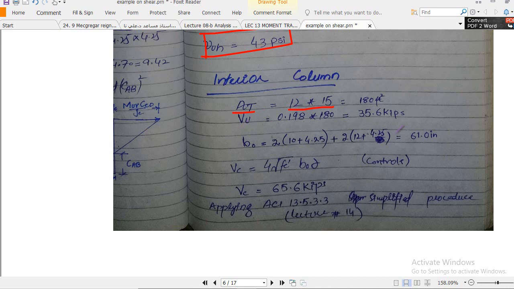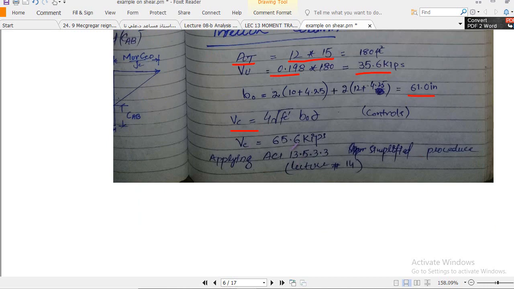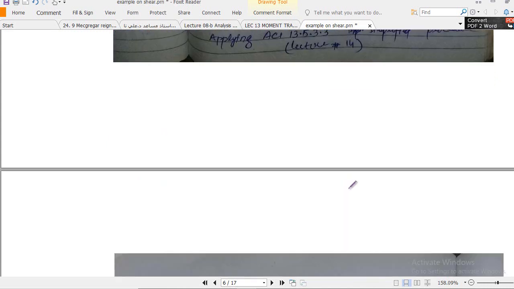My VU is already determined: you just multiply this tributary area with the QU, and you get your VU. B naught, you must know how to calculate it, is 61, and for VC, remember this 4 into FC prime B naught D is the controlling equation. VC is 65.6 kips. Applying the ACI check, the simplified procedure as we did earlier.